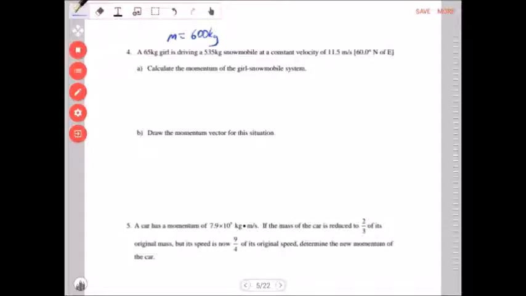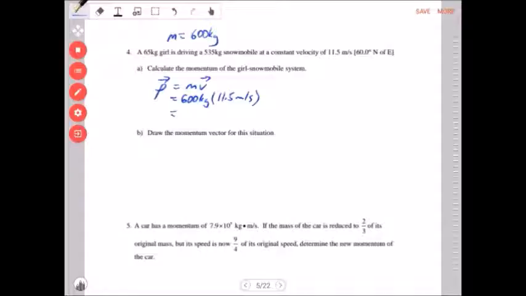So if I want the momentum, it equals mass times velocity. So 600 kilograms times 11.5 meters per second. Again, we're going to leave the direction out of there for the calculations. So when you type this in, 600 times 11.5, that works out to 6,900 and some. It's a big number, and you've only got 3 sig digs.